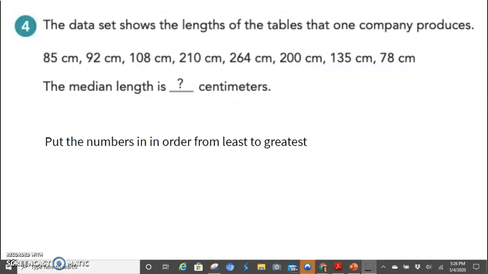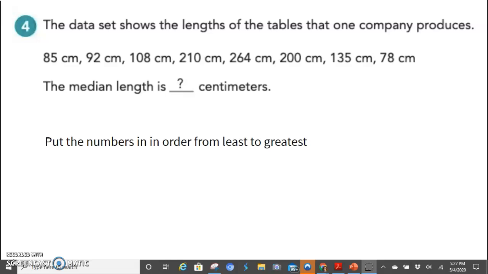Now let's look at another example. The data set shows the lengths of the table that one company produces: 85 centimeters, 92 centimeters, 108 centimeters, 210 centimeters, 264 centimeters, 200 centimeters, 135 centimeters, and 78 centimeters. What is the median length?